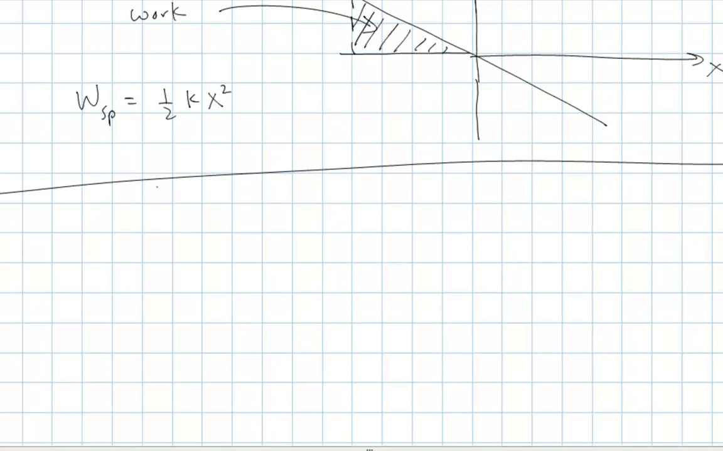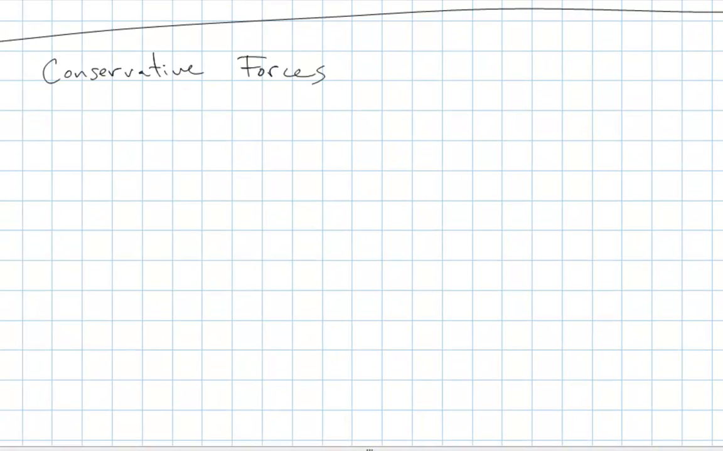I wanted to introduce potential energy terms. But first I have to talk about conservative and non-conservative forces. A conservative force ends up doing zero work along a closed path. Or another way of saying it is any path going from point A to point B gives the same amount of work done. So let's take a quick example here.